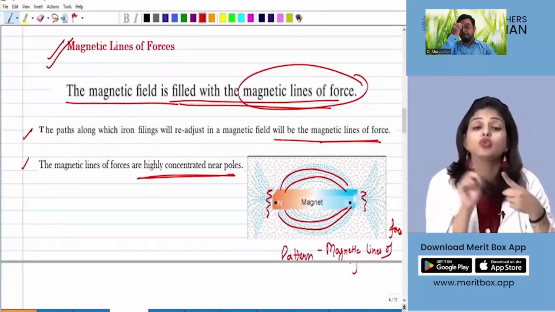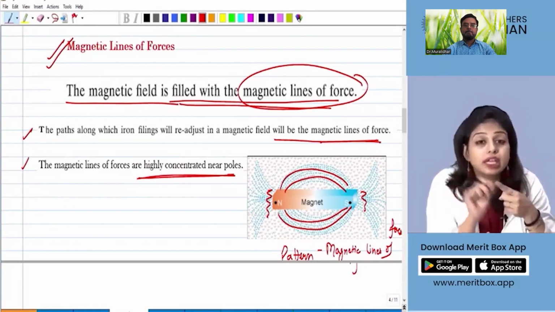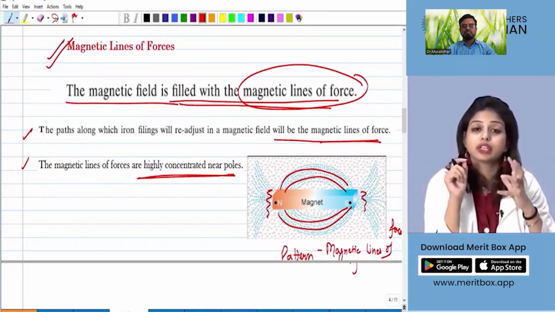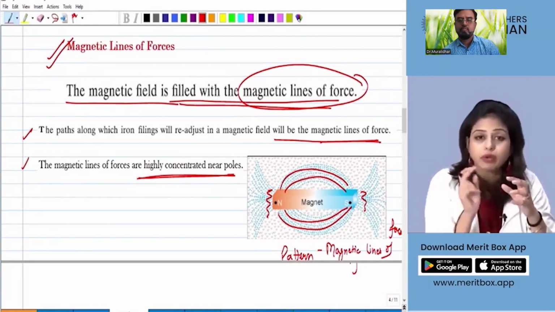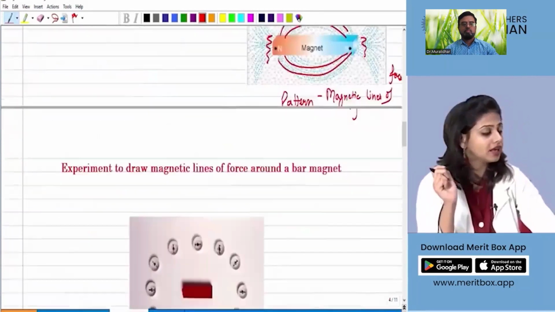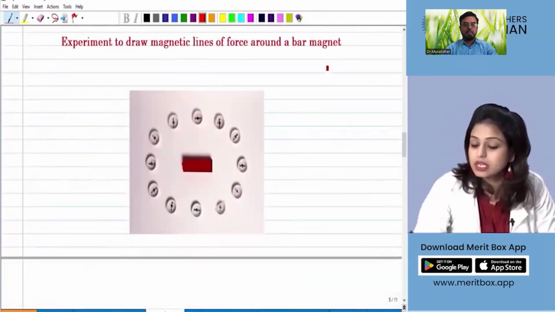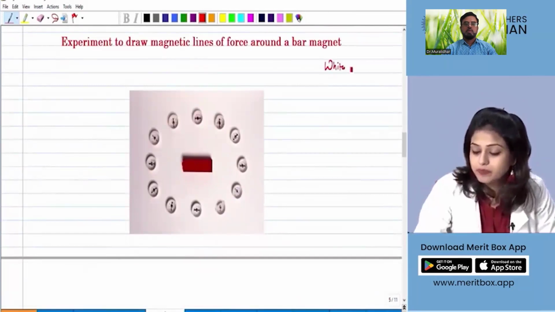But we still do not know what is the direction of these magnetic lines of force. Now, to understand that, we again have to conduct one more activity. The activity will be very interesting, and you can easily do these three things. One is a white sheet of paper.